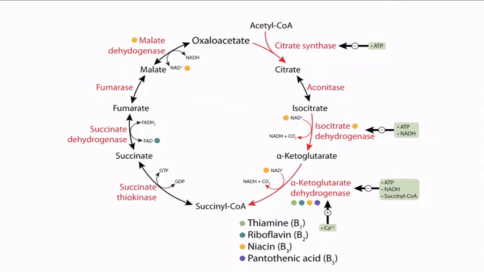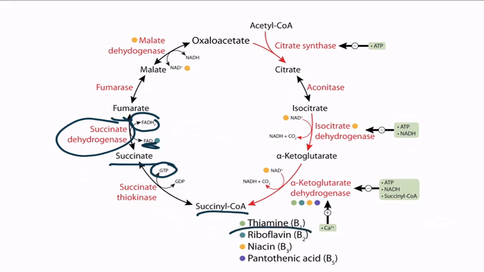The fifth step in the pathway converts succinyl-CoA to succinate, and this produces GTP in the process. The sixth step converts succinate to fumarate by the enzyme succinate dehydrogenase and produces FADH2 in the process. Recall that succinate dehydrogenase is complex 2 of the electron transport chain. Also notice that because FAD is a constituent of vitamin B2, this step requires vitamin B2.